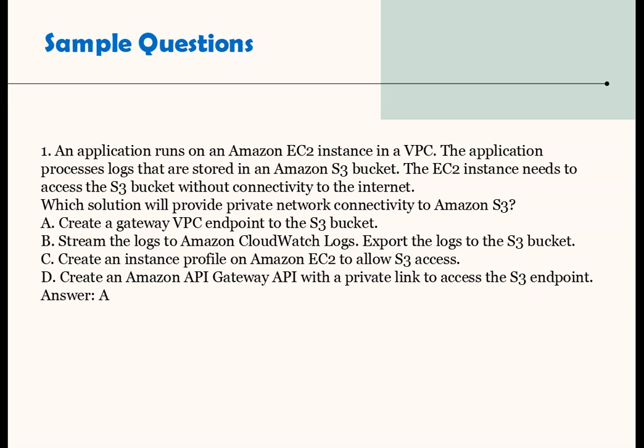A. Create a gateway VPC endpoint to the S3 bucket. B. Stream the logs to Amazon CloudWatch logs. Export the logs to the S3 bucket. C. Create an instance profile on Amazon EC2 to allow S3 access. D. Create an Amazon API Gateway API with a private link to access the S3 endpoint. Answer: A.